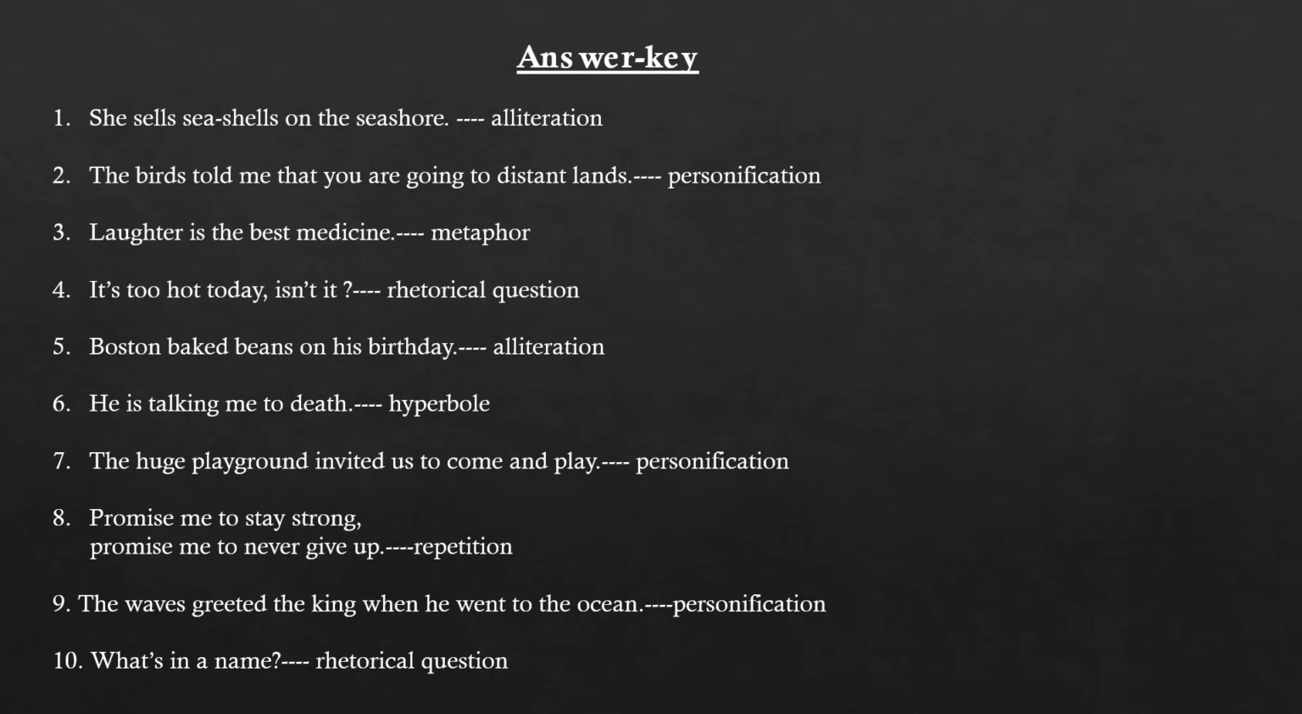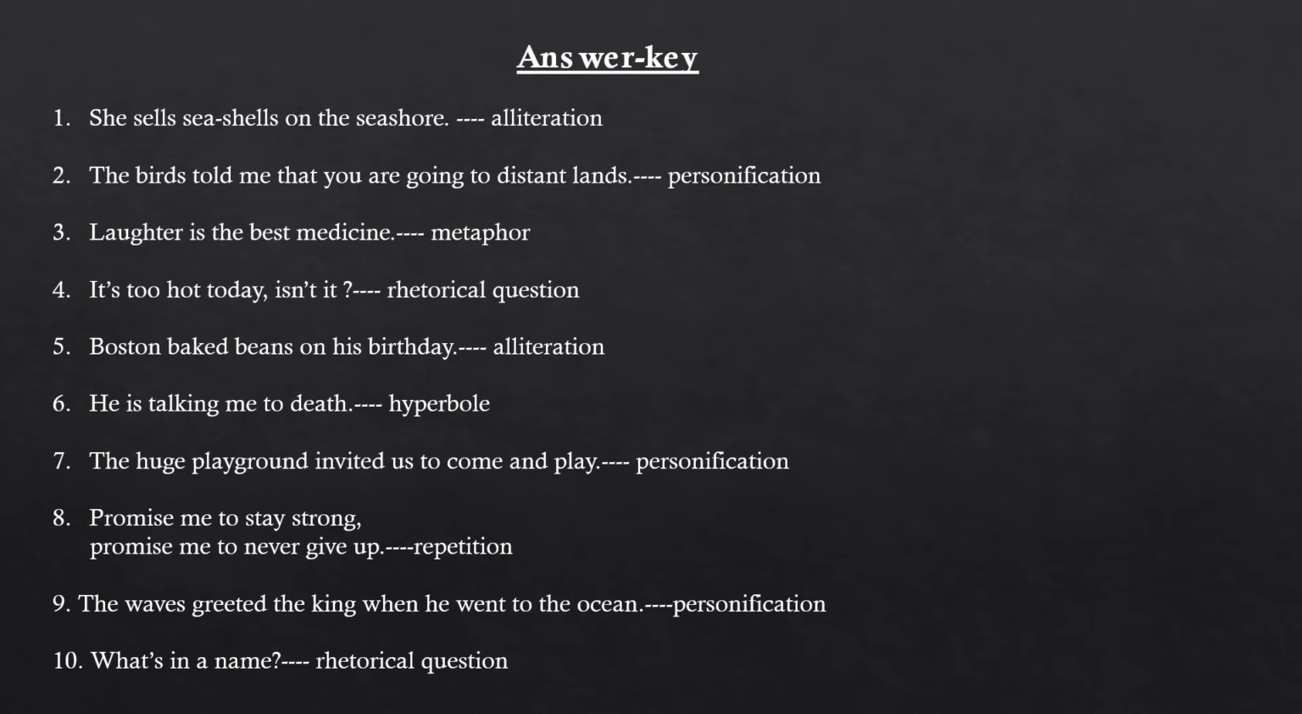The third sentence, laughter is the best medicine. Now, this is an example of metaphor because two totally dissimilar objects, that is laughter and medicine, have been equated, and the point of resemblance is both are good for health. So laughter is being compared to medicine. Both have a good effect on our health, but the comparison is indirect. So this is an example of metaphor.